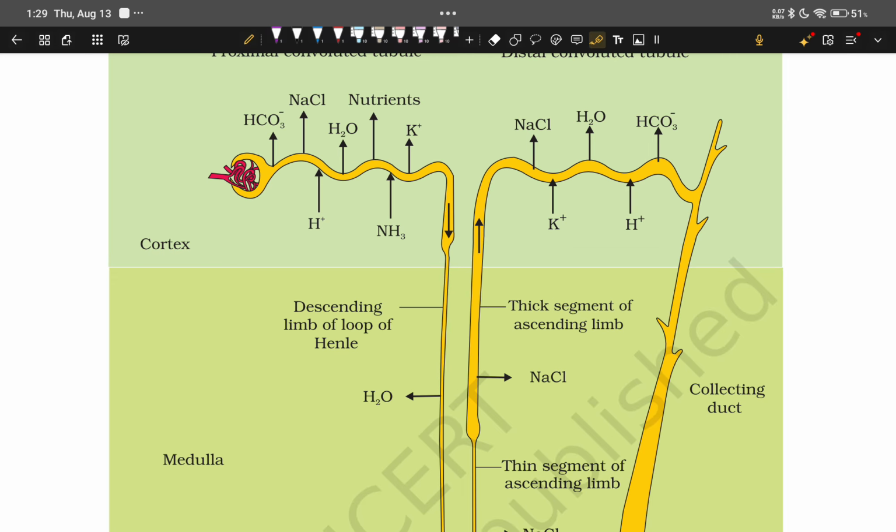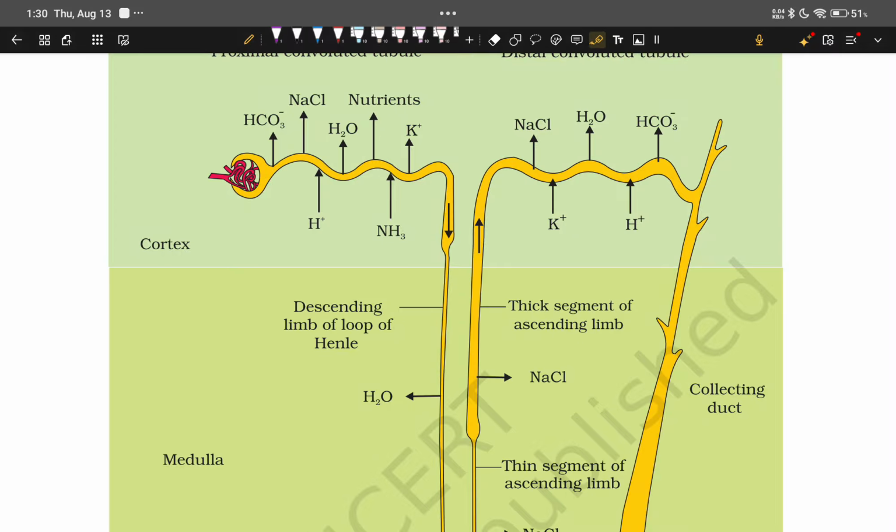Now in the PCT, all the nutrients are reabsorbed. NaCl, meaning all electrolytes, 70 to 80% of electrolytes are reabsorbed, and water is also reabsorbed. There is secretion of H plus and sodium ion. Here remember, K plus is not secreted, K plus is reabsorbed. H plus and ammonia are secreted here, and HCO3 minus is also absorbed. And why is it absorbed? For pH and ionic balance, in the case of PCT only, that's what is mentioned in NCERT.